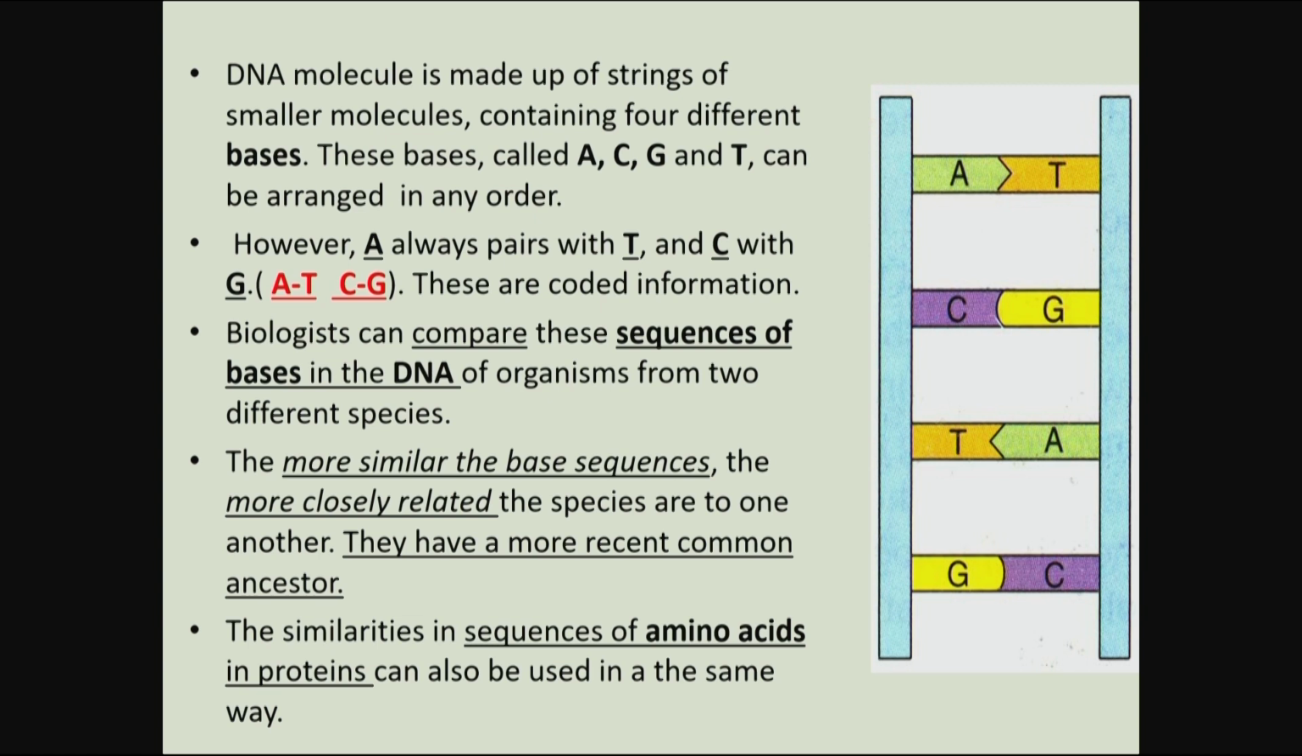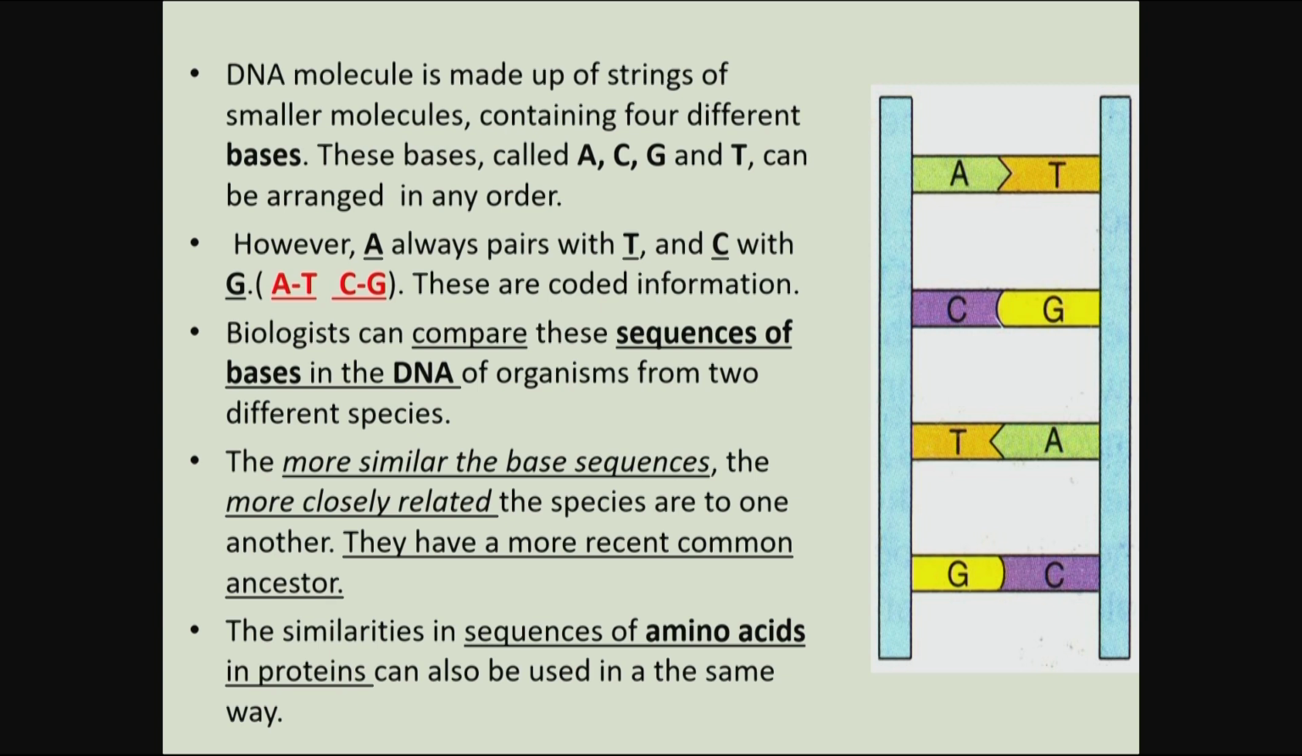You don't need to go into what A, C, G or T stand for. These are simply base sequences. The DNA molecule normally looks like a spiral staircase, and these base sequences can be arranged along the DNA molecule in whichever order. However, it is important to know that A will always pair with T, and C will always pair with G. You can always recall this using the word ART-CG. That means A will always pair with T, and C will always pair with G.